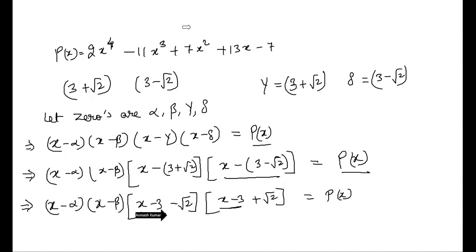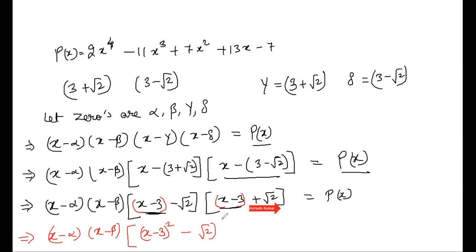If you consider this as one term, then we put a bracket here and a bracket here. Any problem? No, sir. So you can see what form it has come to. Let us take this whole as a and this as b, then we can write a minus b, a plus b. So x minus alpha, x minus beta, and here I will write x minus 3 whole square and minus root 2 whole square is equal to px. Any problem? No, sir.